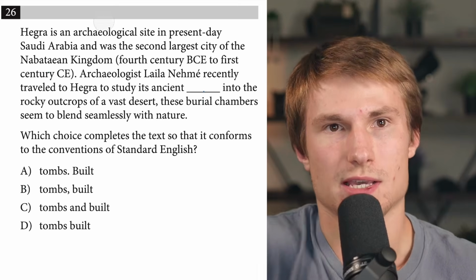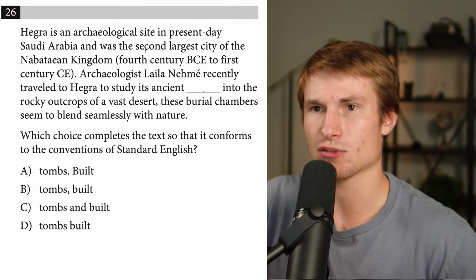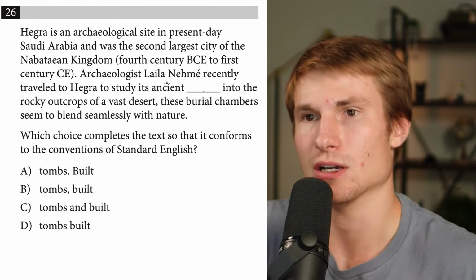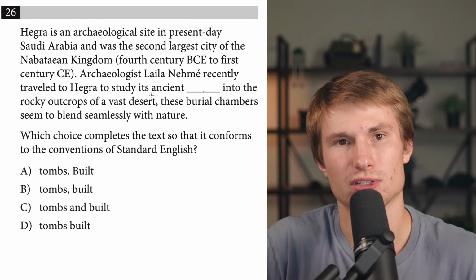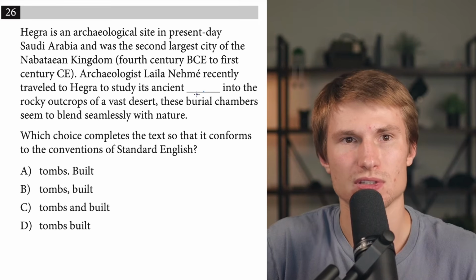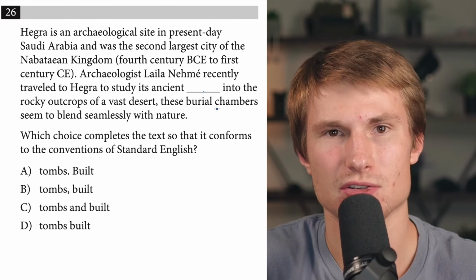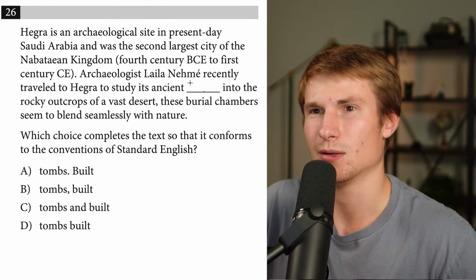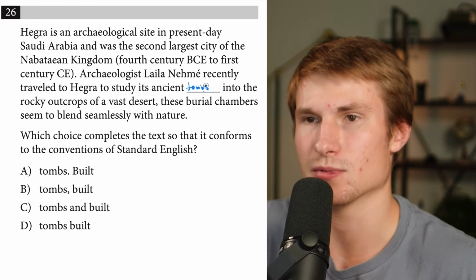Question 26. Higra is an archaeological site in present-day Saudi Arabia and was the second largest city of the Nabatean Kingdom, 4th century BCE to 1st century CE. Archaeologist Layla Neem recently traveled to Higra to study its ancient tombs. Built into the outcrops of a vast desert, these burial chambers seem to blend seamlessly with nature. So we start out with an independent clause after tombs. Okay, so up to tombs is an independent clause.